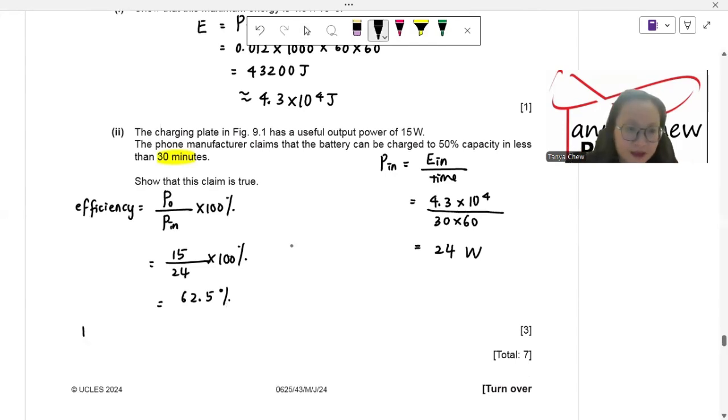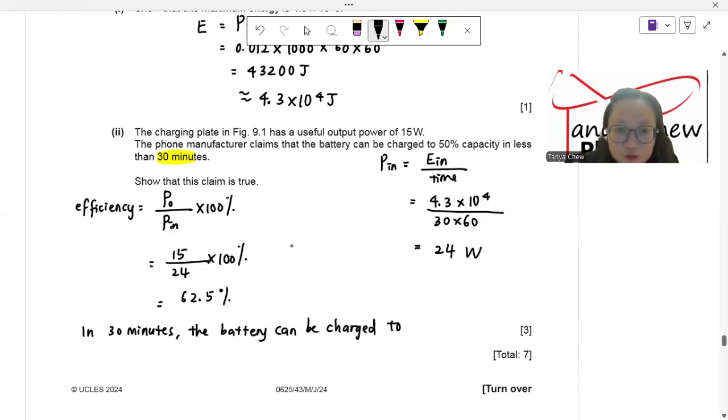So it means that in 30 minutes, the battery can be charged to 62.5%, which is higher than 50%. Therefore, the claim is true.